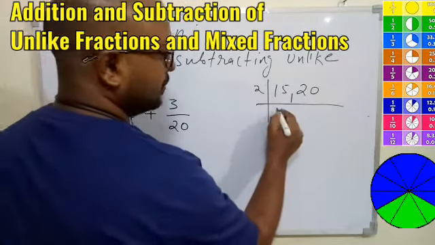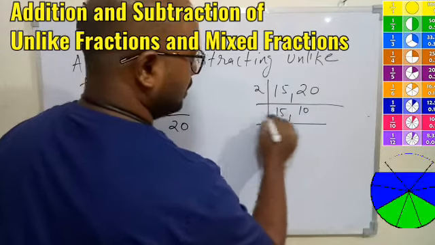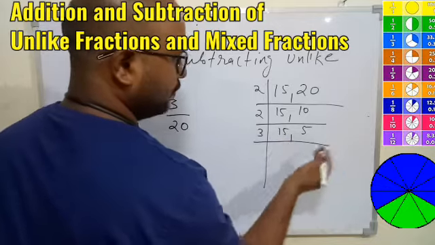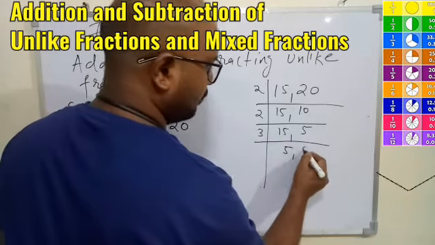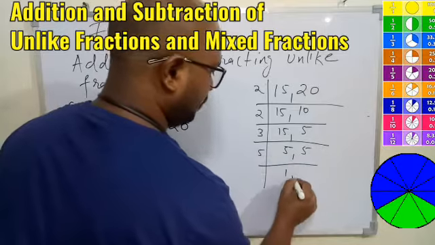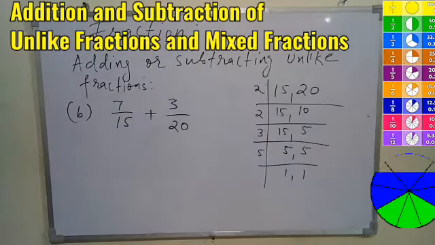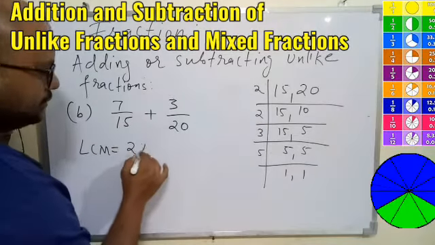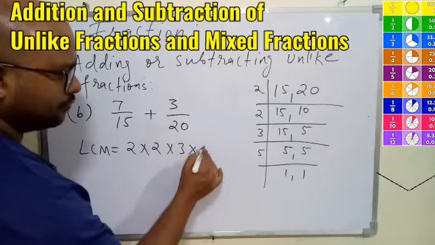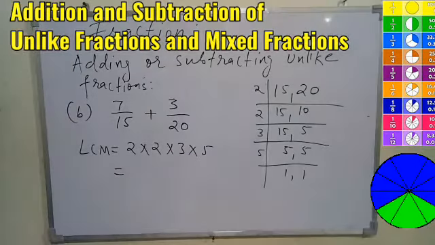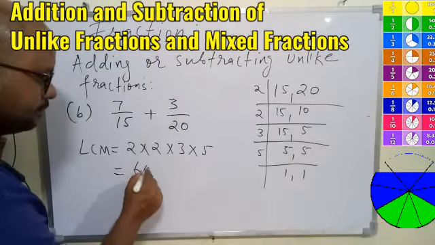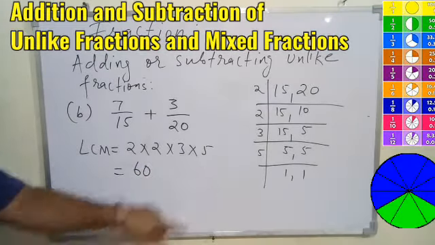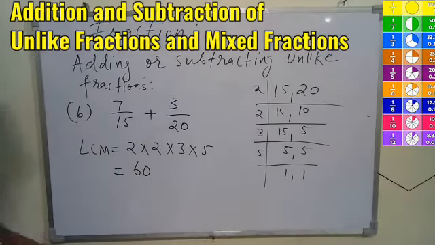So you can do it with 2. Very first 15, 10, 2 times; 15, 5, 2 times; 3, 5, 5; and 5, 1, 1. So what are we getting? LCM as 2 into 2 into 3 into 5. This is how much? 60. Yes or no? So 2 times 2 is 4, 4 times 3 is 12, 12 into 5, 60. So we got the LCM.